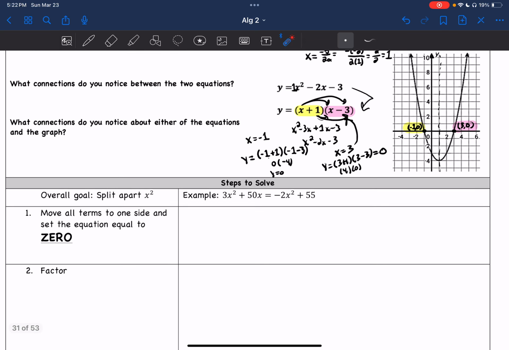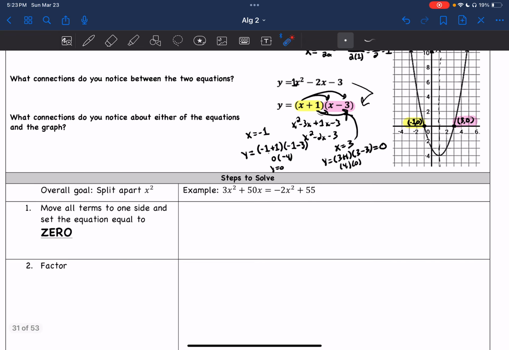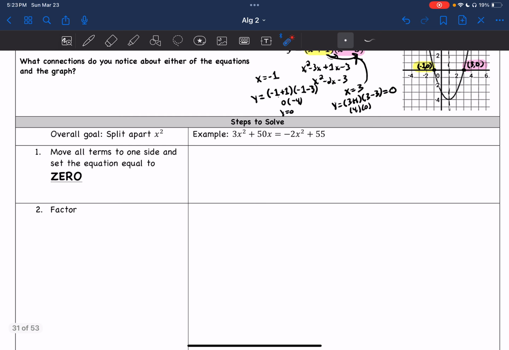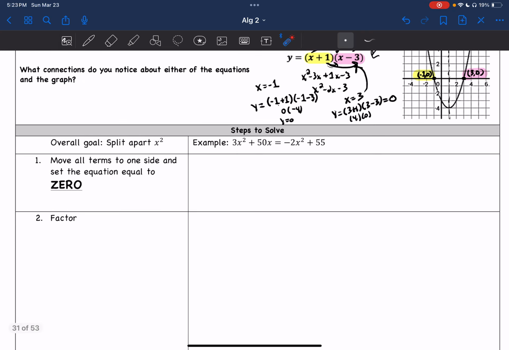And we can use that to solve quadratic equations. We can take advantage of that fact to solve quadratic equations, because if we manipulate an equation to set it equal to 0, and if we're able to factor it, we know that the values of x that make any of the factors equal to 0 will then solve the equation. Let's go through an example of how that actually works.